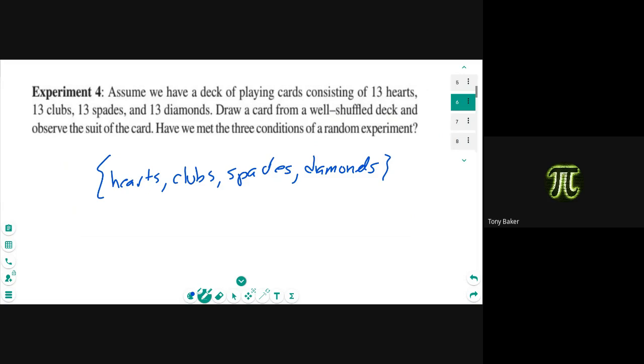An event could be a black suit, which in this case would be just clubs and spades. So notice how the event is a subgroup of the sample space.